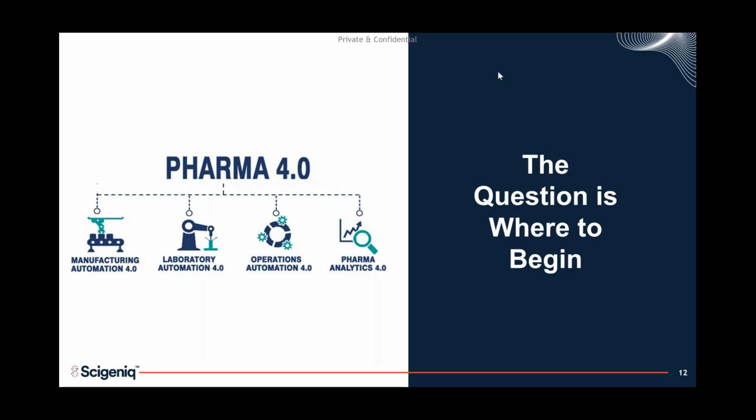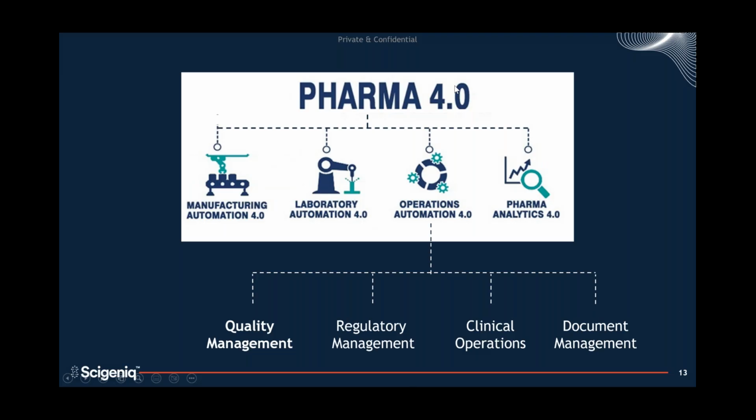And my argument is that the place to begin is in operations automation. Now, what do I mean by operations automation? On the next slide, you'll see I break it down further. And operations automation can be thought of as having its own 4 components. Can you go to the next slide?